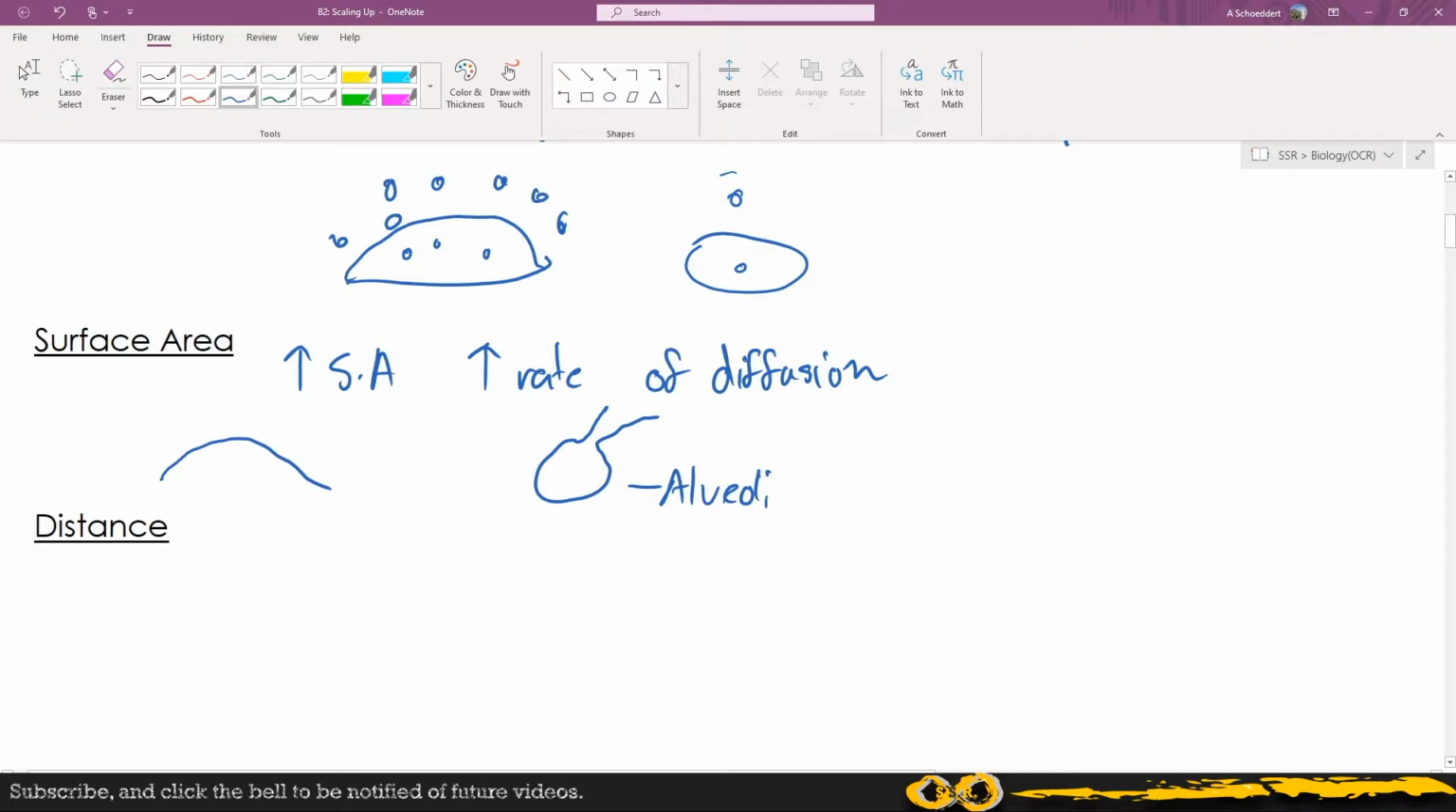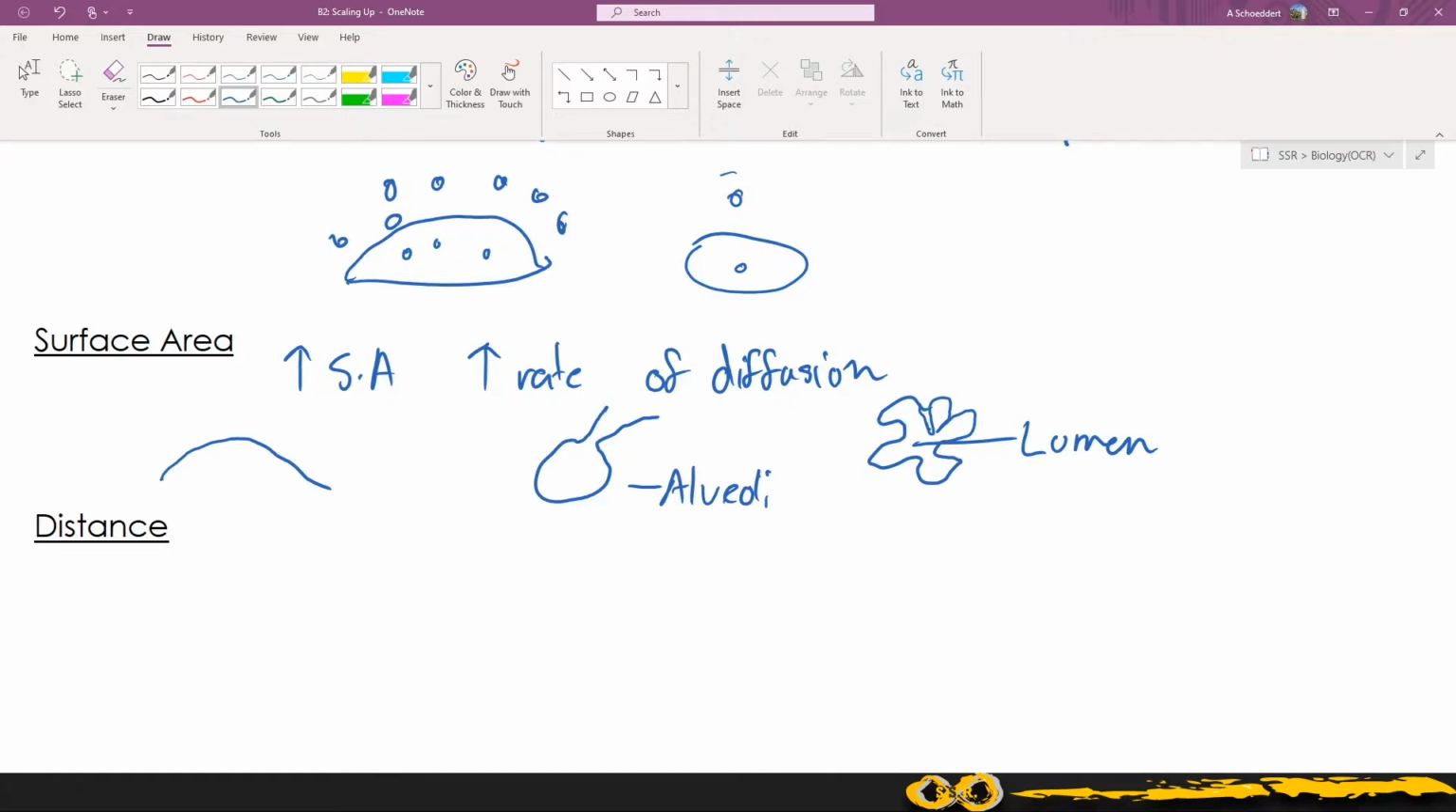There's also your intestines. If you were to look at a cross-section of the small intestine, it might look something like this. This would be the lumen, the open area in the middle, and then that would be the highly folded surface all around. And that allows the small intestine to have a high surface area and therefore quick diffusion.